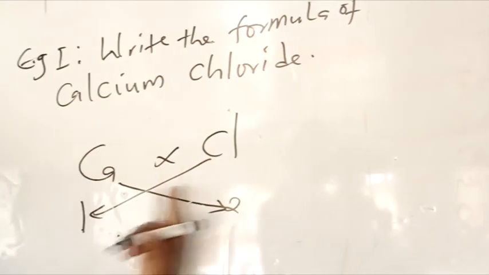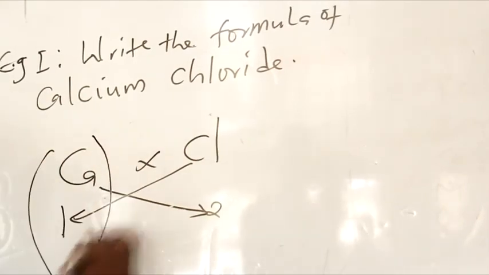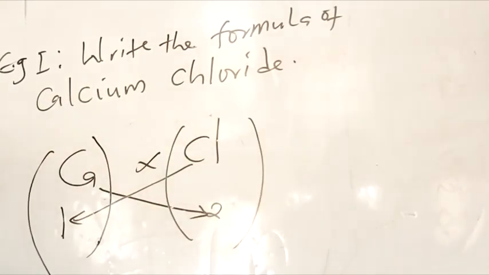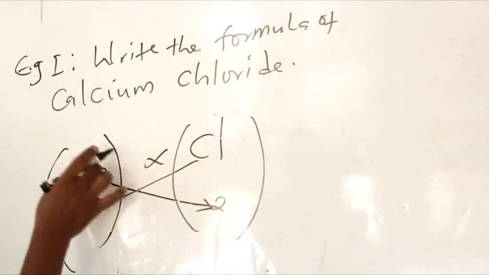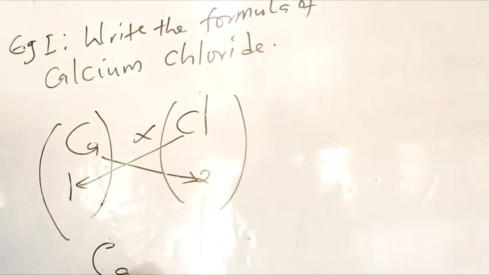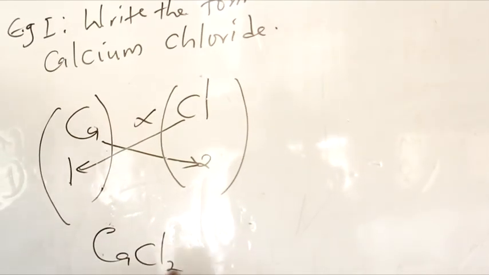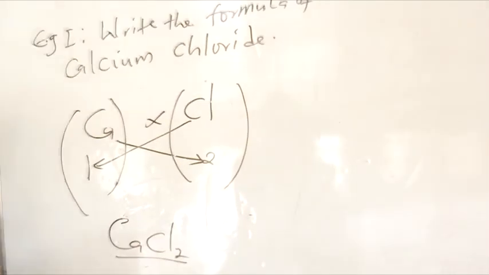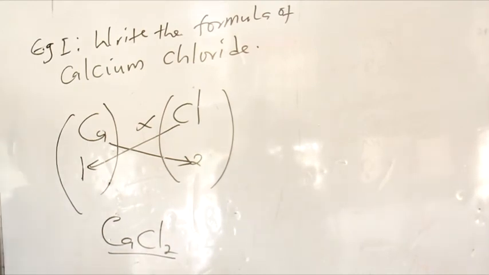Now, after exchanging their valencies, put them in a bracket. When you put them in a bracket, whatever is in the bracket with the element symbol goes with it. So calcium is 1 and chlorine is 2. This is the formula for calcium chloride. It's very simple to write, isn't it?